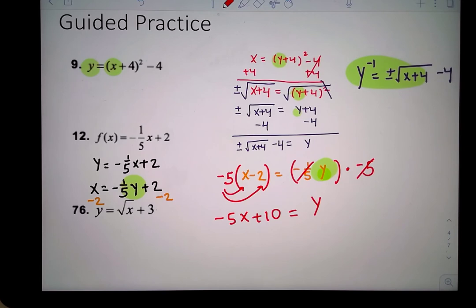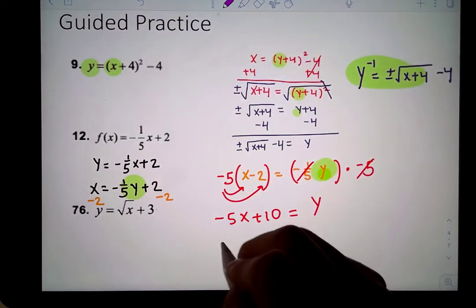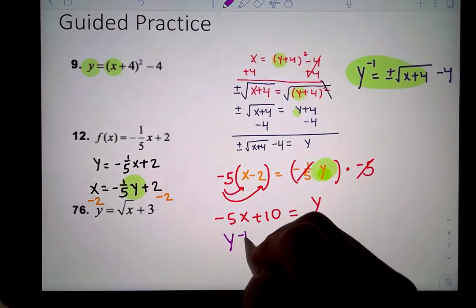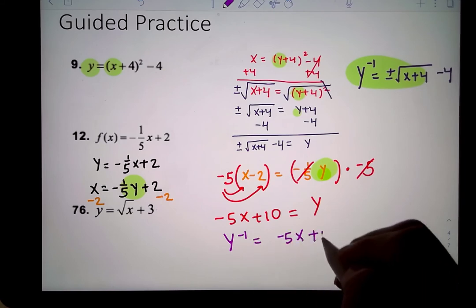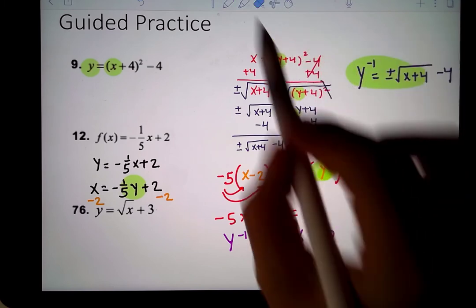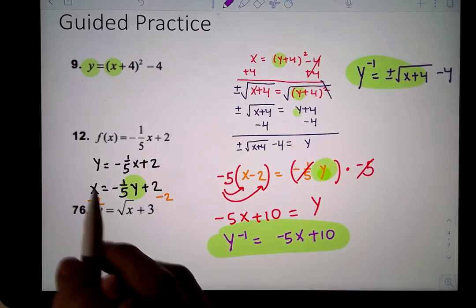Okay? And then when we write our inverse equation, then we do this. Y inverse equals negative 5x plus 10. Okay? Like this. And 76, the last one.